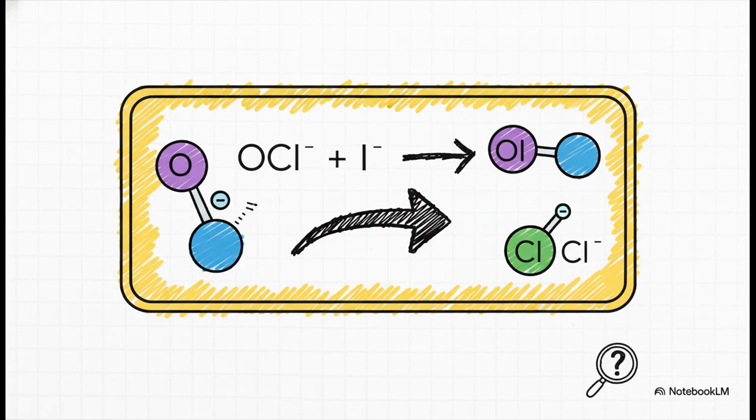All right, so here's our case. We've got hypochlorite reacting with iodide to form hypoiodide and chloride. I mean, it looks simple enough, right? Pretty straightforward, seems like it should be a one-step story. But as we're about to find out, looks can be very deceiving.